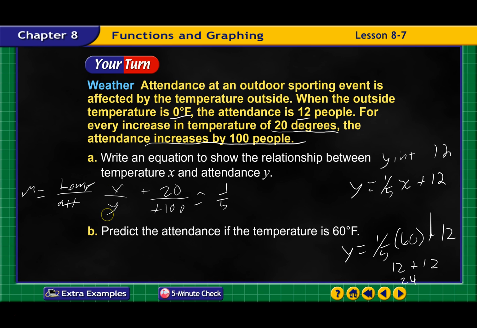Oh, y over x would be rise over run. So I did that backwards. So this should have been rise over run, which would have been 5 over 1. So that would have made this 5, which would have made this 5, which would make that 30 plus 12. Plus 12 would make that 42.